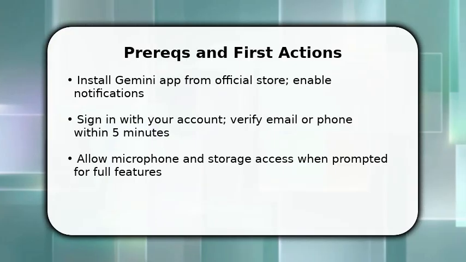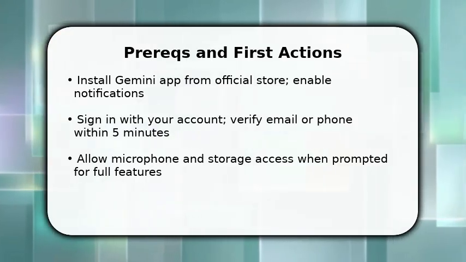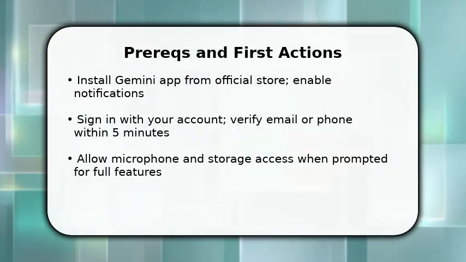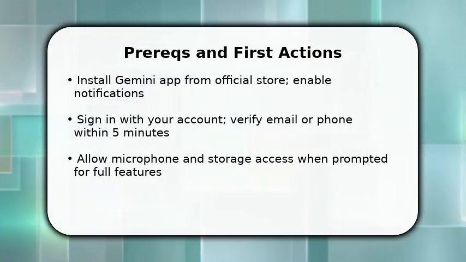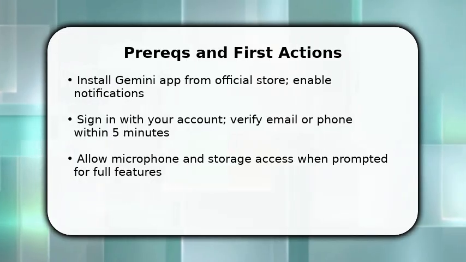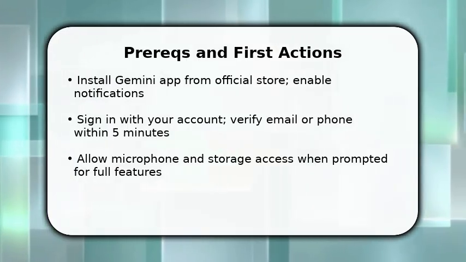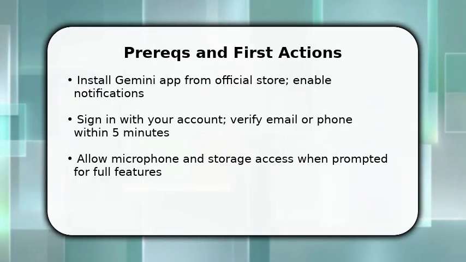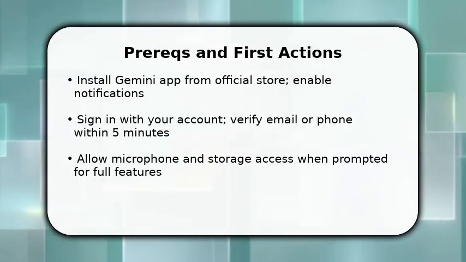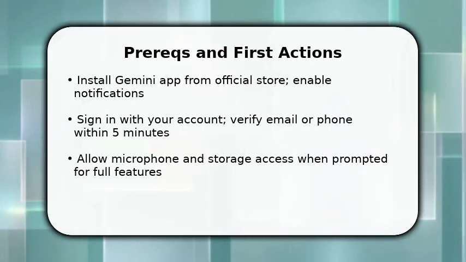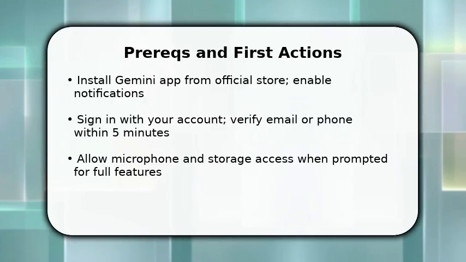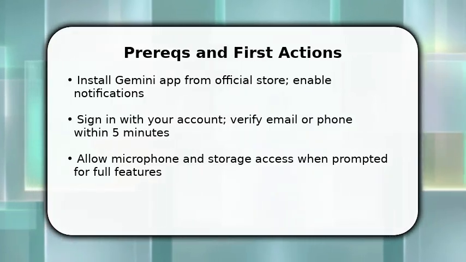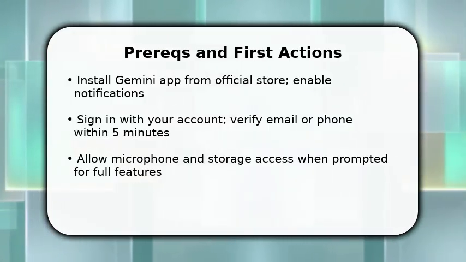You start by meeting essential prerequisites and taking the first actions immediately. Install the Gemini app and sign in, then verify your email or phone to unlock the main interface. Once done, grant microphone and storage permissions so features like voice input and file import work. Make sure to enable notifications so background updates reach you. These steps get you past the gate quickly and set the app to its usable state. Don't skip verification or permissions.